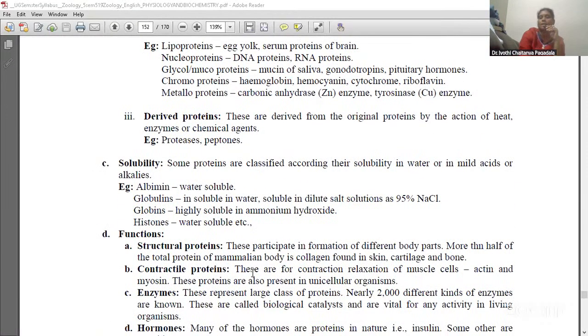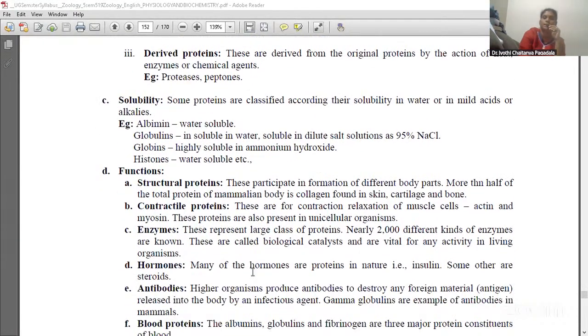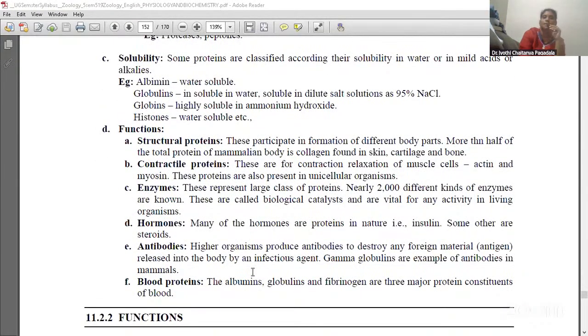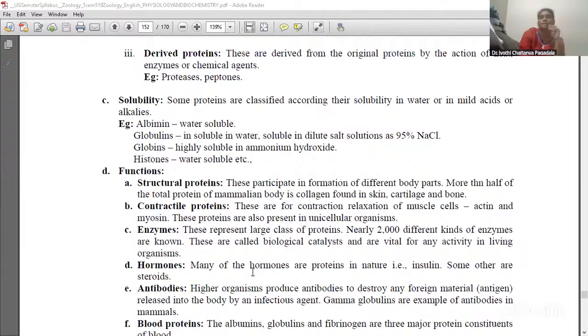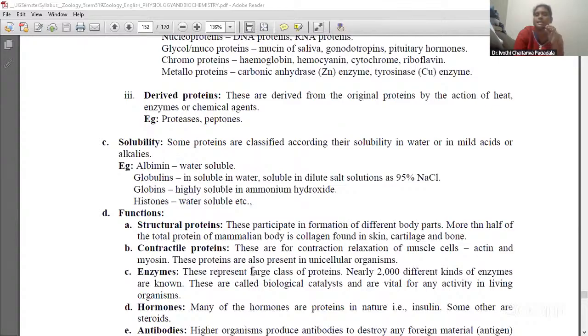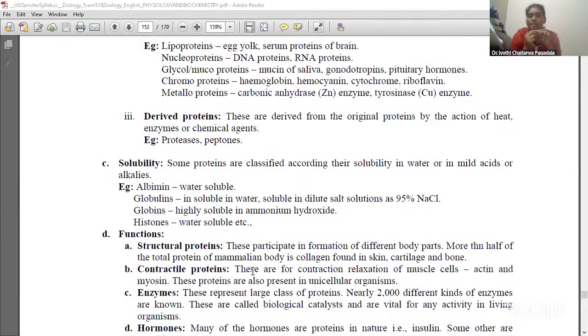And depending upon the function, we have the structural proteins and contractile proteins, enzymes, hormones, antibodies, and blood proteins. Here, structural proteins are the proteins which efficiently participate in the formation of the different body parts, like more than half of the total protein of the mammalian body, which is composed of collagen, that is there in the skin, and present in cartilage and bone.